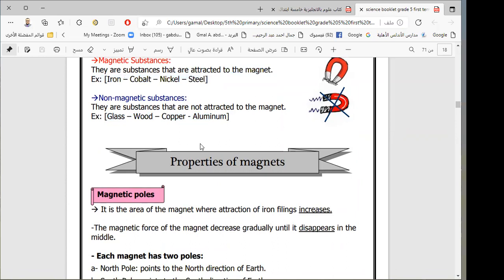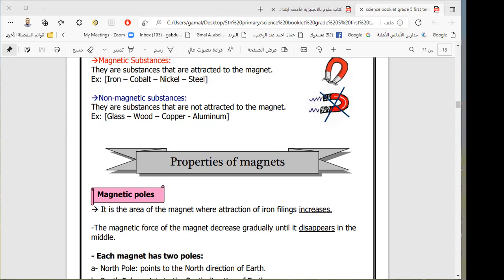So if I ask you a question, which is bigger in number? I'll see your answer on the chat. Be ready. Which has a bigger number, the magnetic substances or the non-magnetic substances? I am waiting for your answer on the chat. Who will write the answer quickly?